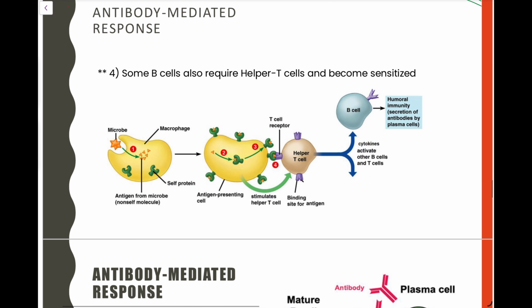Now, once we've had the proliferation of clone cells, we've got an optional extra step, and this will tie in more in our next lesson when we're talking about the cell-mediated response. But some of the B cells do require helper T cells in order to become sensitized. And we'll come back to this in the following lesson.